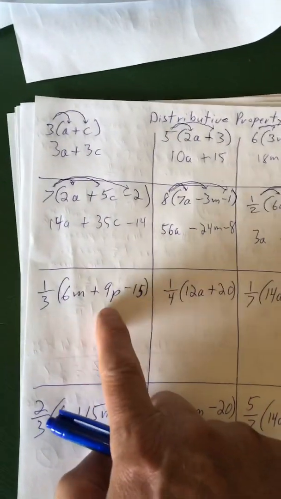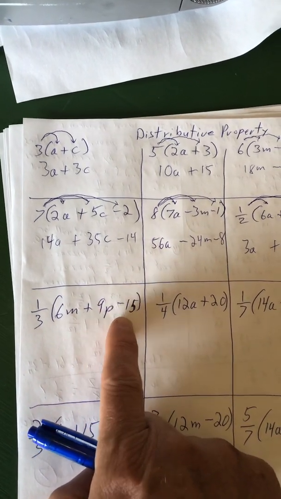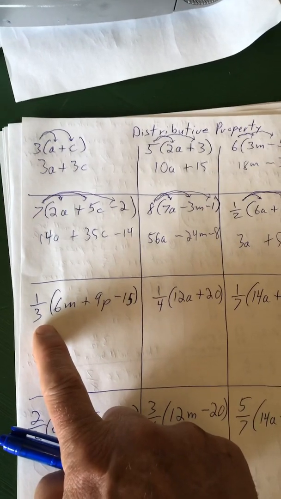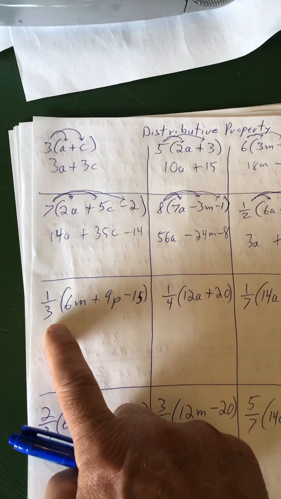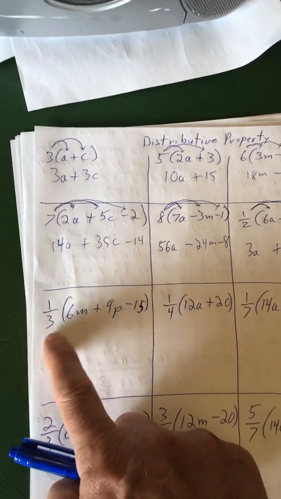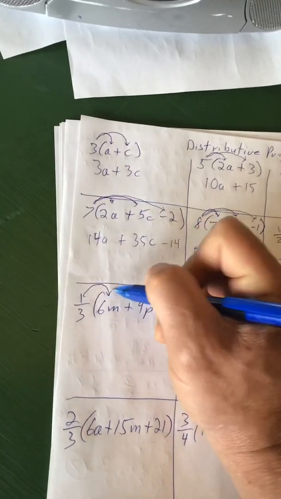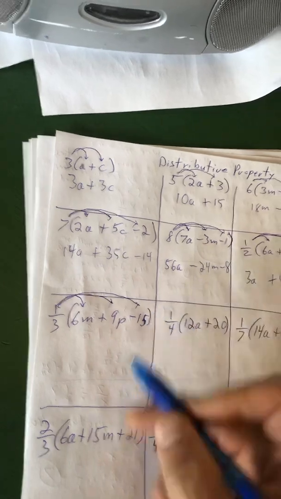So again, copy it, hit pause. A third of 6m plus 9p minus 15. This time it's a third. So what do you think you're going to do with the 3 this time? That's right. You're going to divide by 3. So again, I like doing my little arcs. I'm going to have to divide each of these by 3.